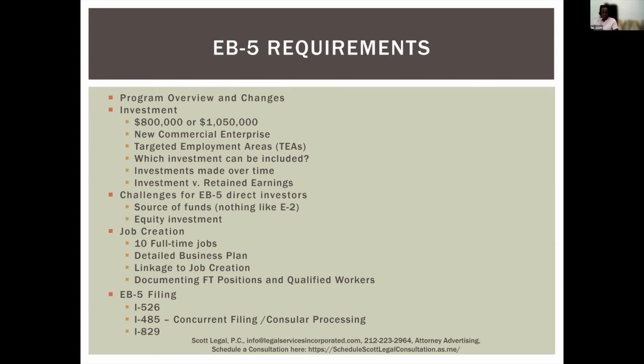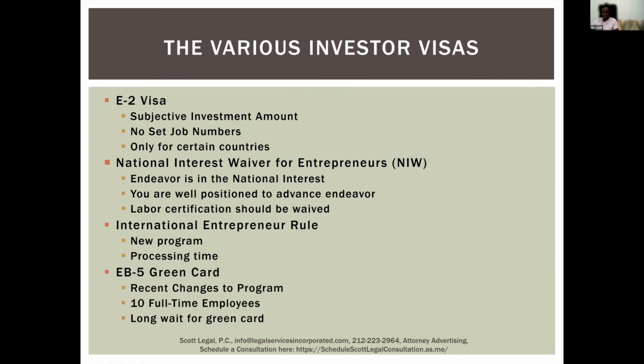And so you have to keep very accurate records of the full-time positions and qualified workers that you've actually hired. The petitions that are filed here are an I-526 petition and then an I-485 petition. If you're in the United States, those can now be filed concurrently, the I-485, which is a great benefit because it gives you the ability to file for work and travel authorization at the same time. And then 2 years after the green card has been approved, you're going to file for an I-829 petition to remove the condition, showing that you actually have hired the full-time workers.